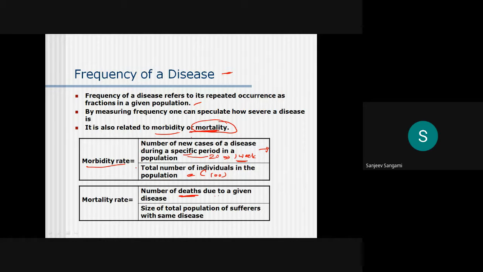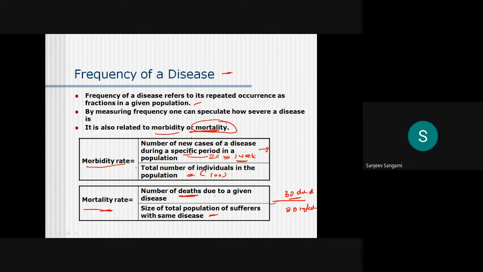The number of deaths due to a given disease, divided by the size of the total population of sufferers with the same disease. Very important here. See, mortality rate is how many deaths have happened. For example, you have 100 populations. In 100, assume that 80 are infected, and 30 have died. So this is nothing but the mortality rate.